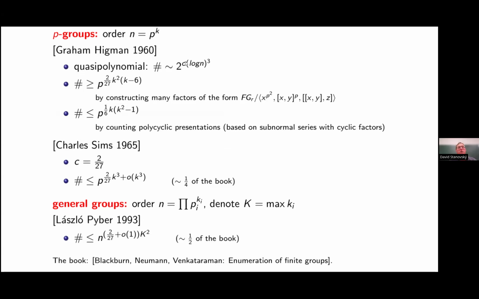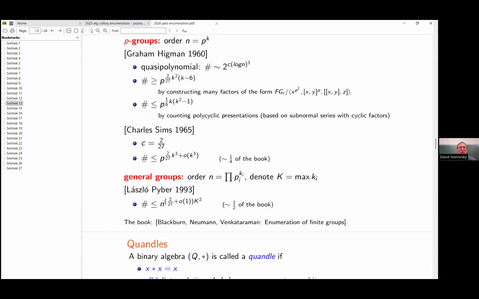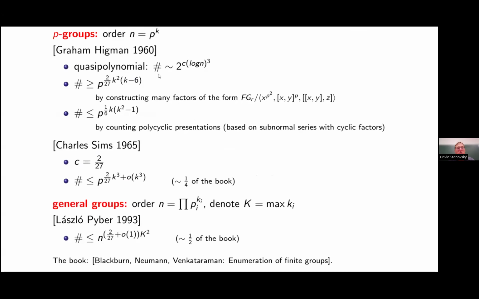So when I write that symbol, I mean the number of groups of order n, where n is a prime power, is more or less, in a precise sense, p to some constant times log n cubed, right? So it's more than any polynomial, but it's less than exponential growth.